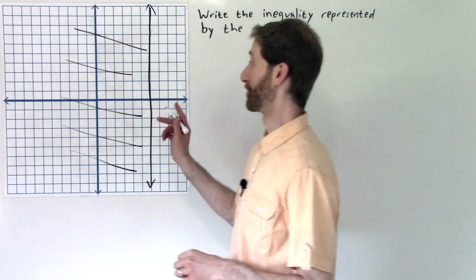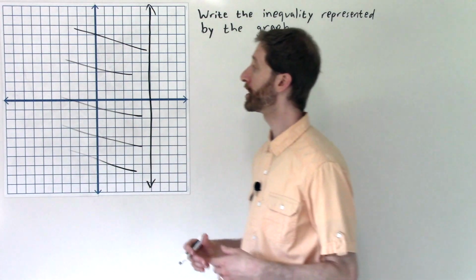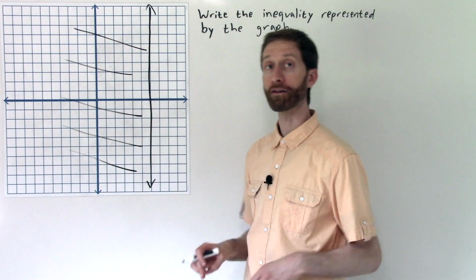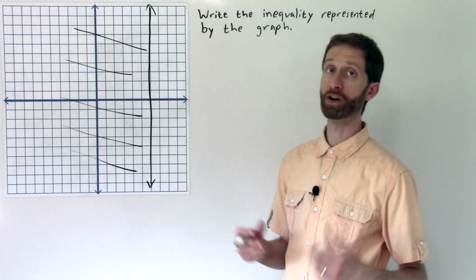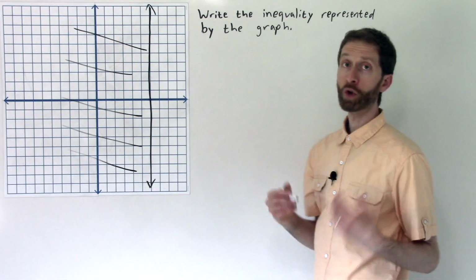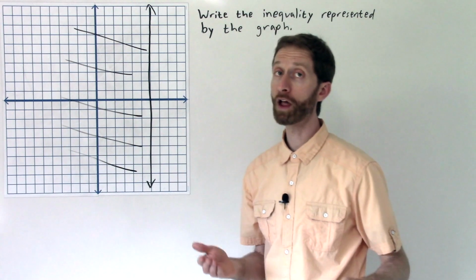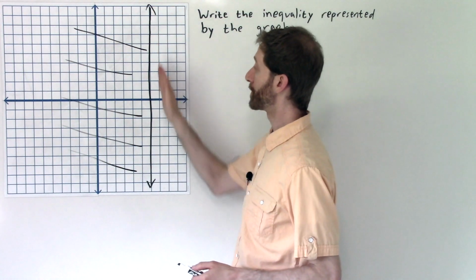And here we are on the flip side of the video where, as promised, I gave you a vertical line with the shading to the left of it. And we're going to create the inequality that is represented by this graph, essentially going backwards here with linear inequalities. It says, write the inequality represented by the graph. Well, first things first, like we did in the beginning of the video with our other line, we're going to come up with the equation of this boundary.